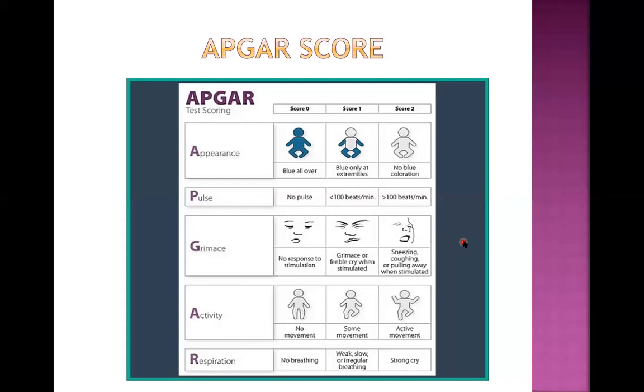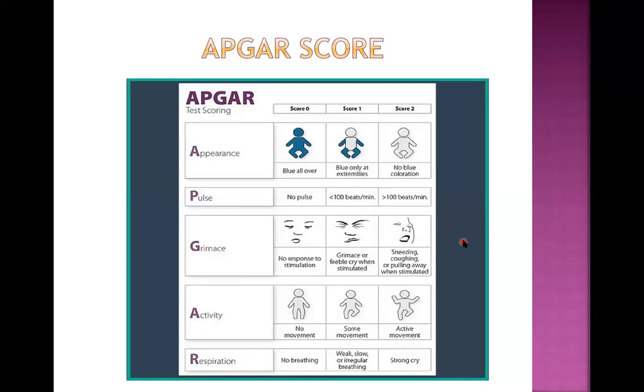But if you add all the 5 together, what will be the highest score? 10. Exactly. It is 10, because there is a score of 2 from every parameter. So the highest score would be 10 and the lowest score would be 0. So never forget this. It is 0 to 10.